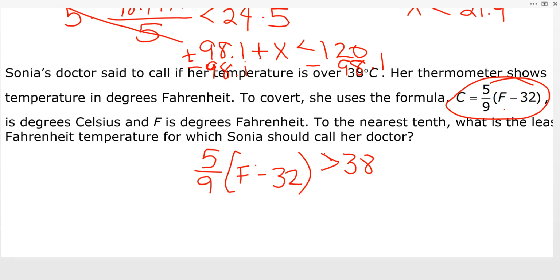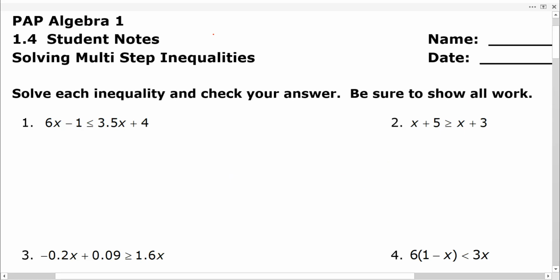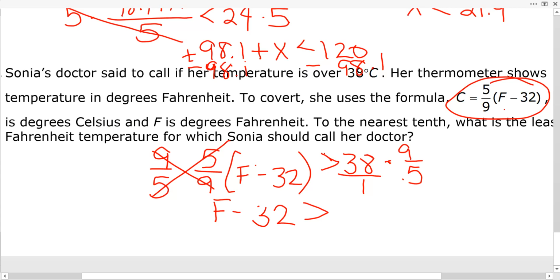So instead of distributing, I'm going to just multiply times the reciprocal of 5/9, which is 9/5. And when I do this, I can think about my 38 being over 1, and I can multiply 38 times 9 and then divide by 5. These cancel out. I end up with F minus 32 greater than 38 times 9 divided by 5, which is 68.4.